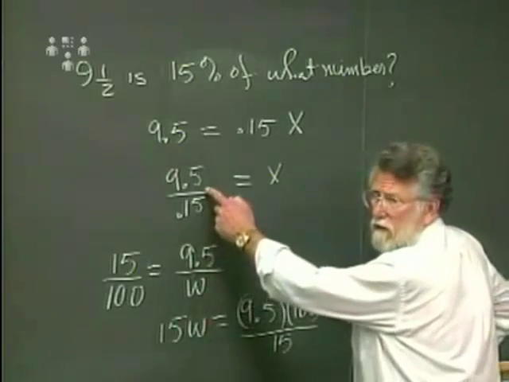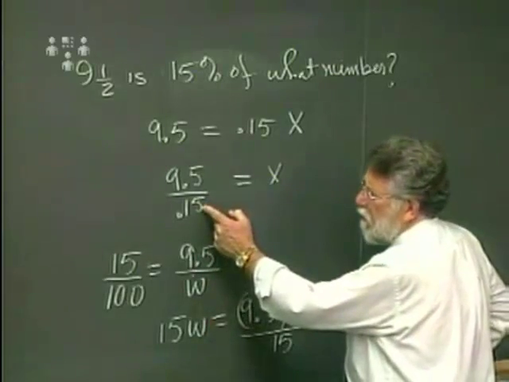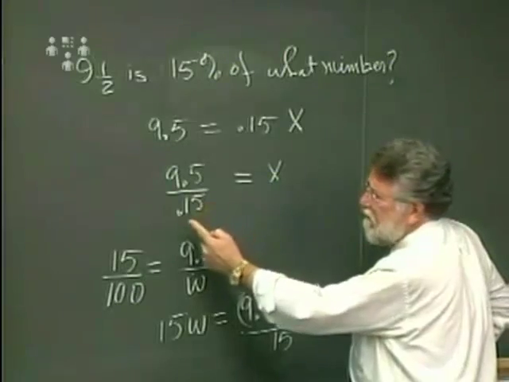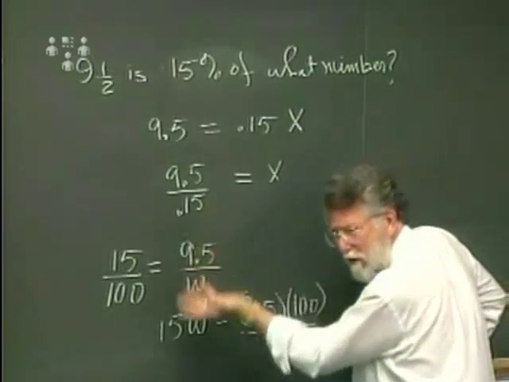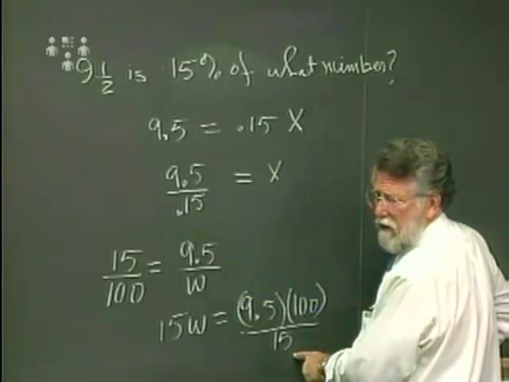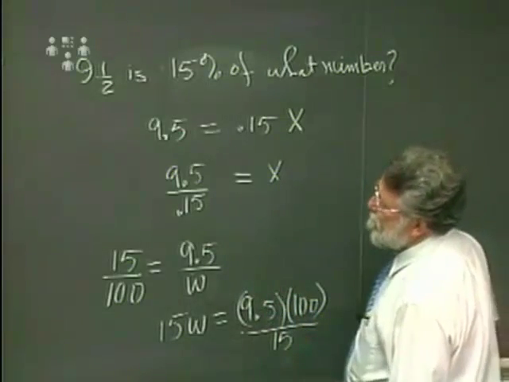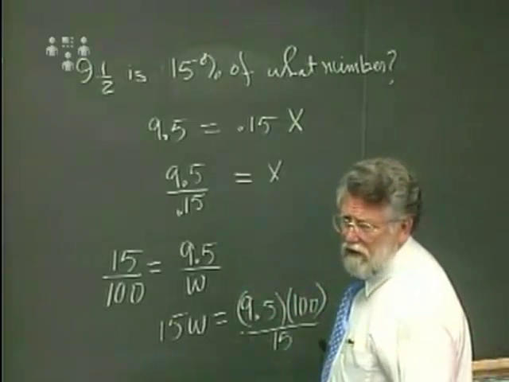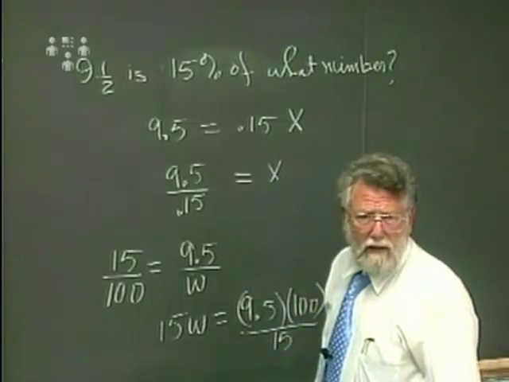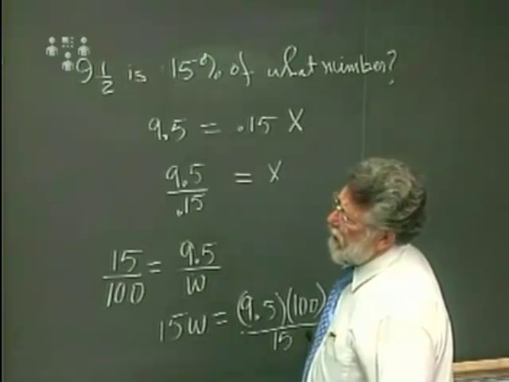Well, if I look at these two, another way of looking at that 0.15 is 15 over 100. Then I would invert and multiply and get exactly what I have here. Same approach, different problem. And it gives you a nice way of comparing them.